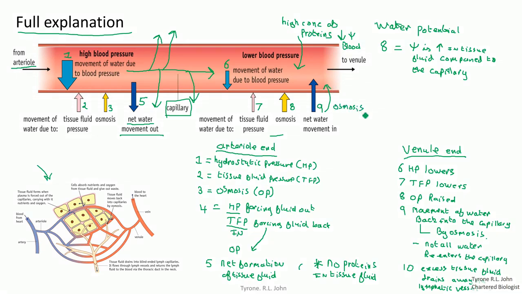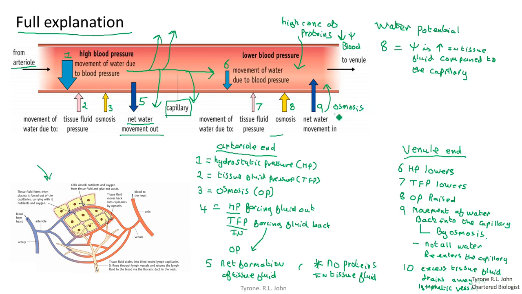All right, at the arterial end, tissue fluid wasn't formed by osmosis. What was happening is the blood pressure was forcing the water out, so it wasn't an osmotic thing. All right, but at the venule end, it is by osmosis that the water moves back into the capillary.